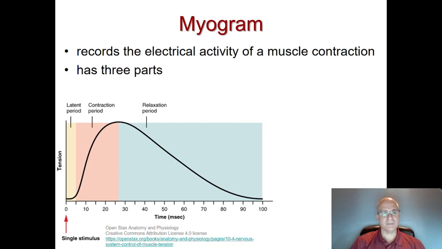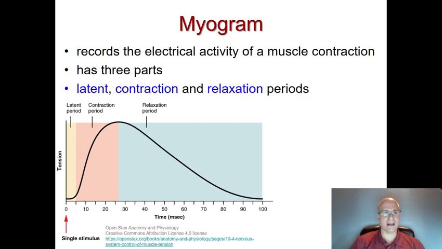And as you can see from the diagram, there are 3 parts of a myogram. We've got the latent period, the contraction period, and the relaxation period. So the latent period, which you can see here in a light yellow, is a very short period of time, maybe around 5 milliseconds or so. And this is the period of time between when the muscle is stimulated and when it actually begins to start contracting. So latent means, well, it's been stimulated, but it's not contracting yet.